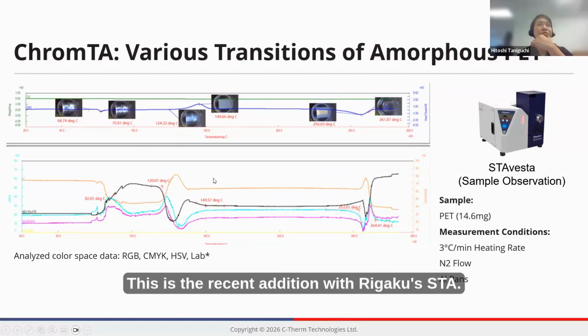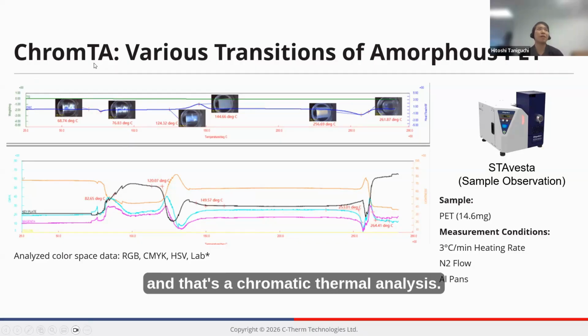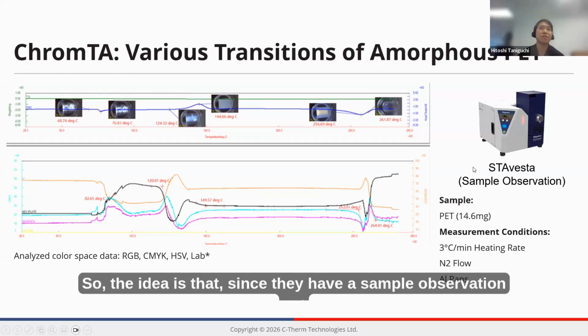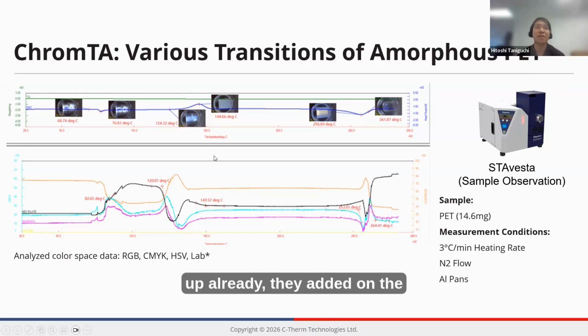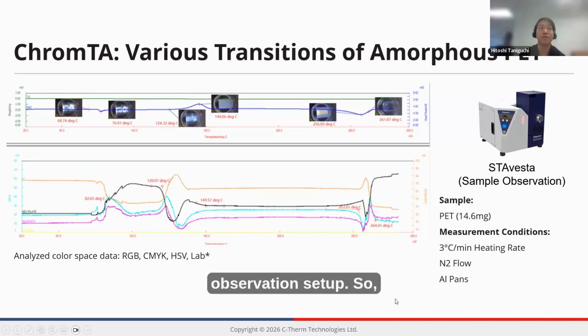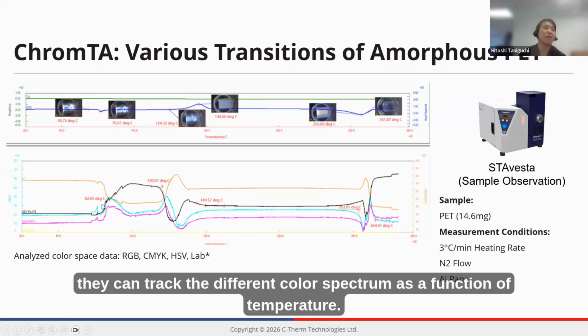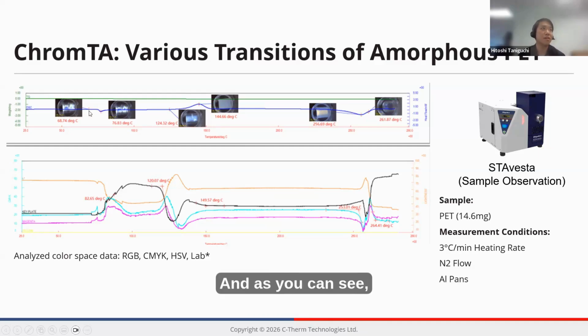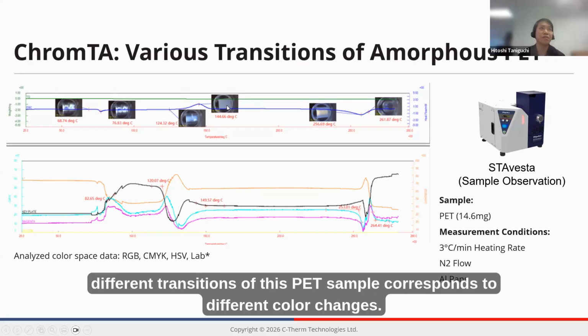This is a recent addition with Rigaku's STA. They added something called ChromTA, and that's a chromatic thermal analysis. The idea is that since they have a sample observation setup already, they added the color spectrum analysis software package into their sample observation setup. So they can track the different color spectrum as a function of temperature. And as you can see, different transitions of this PET sample correspond to different color changes.